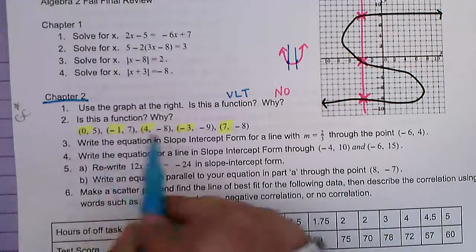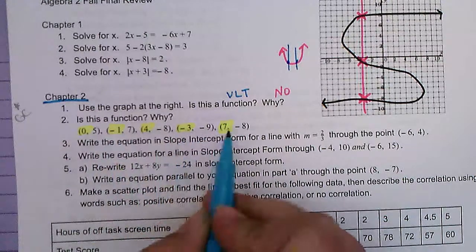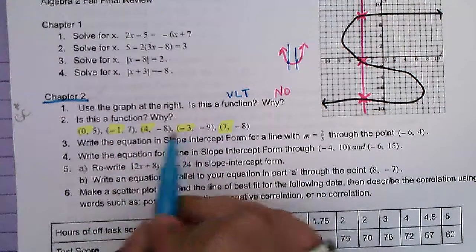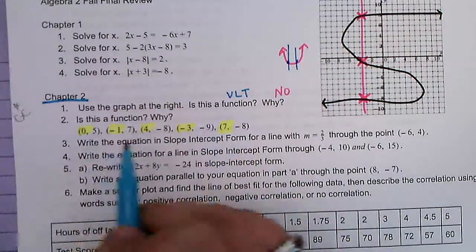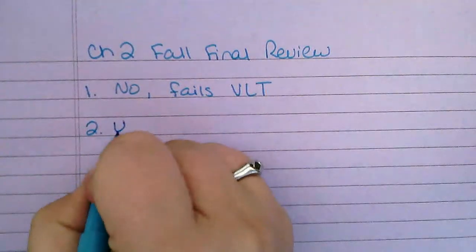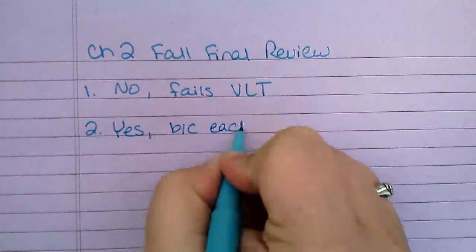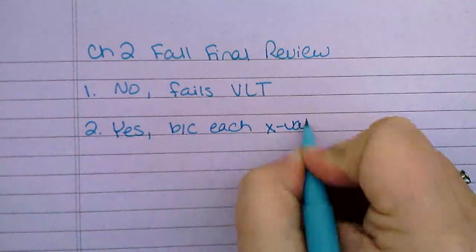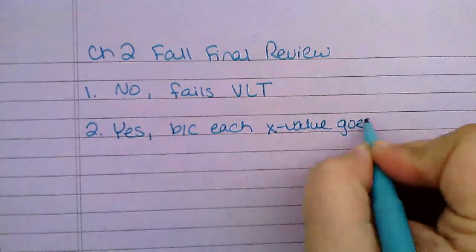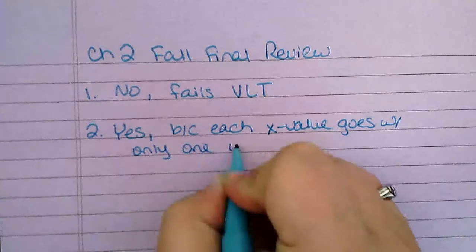So I have 0. Do I have 0 any other times? Nope. I have -1. Do I have -1 any other times? Nope. I have 4. Do I have 4 any other times? No. -3? No. 7? No. So it looks like all of my x values are only used once, so that makes it a function. So is it a function? Yes, because each x value goes with only one y value.